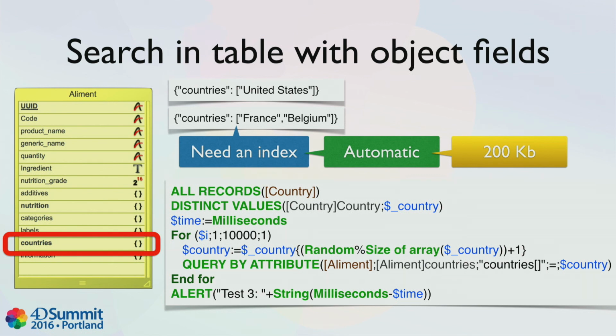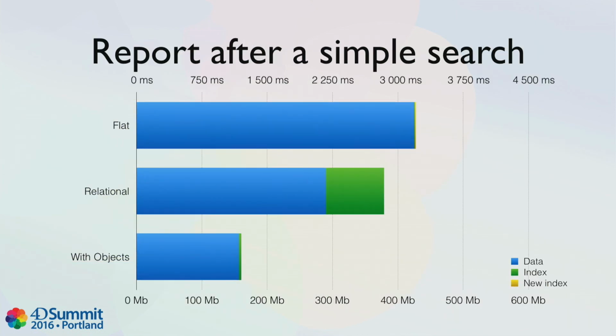And that's the code for the same test case. A query by attribute, and the time to perform this loop is half a second. Okay. So it's time to report after a simple search. I need some new index.